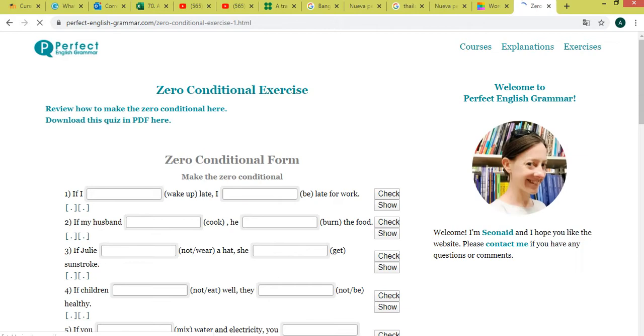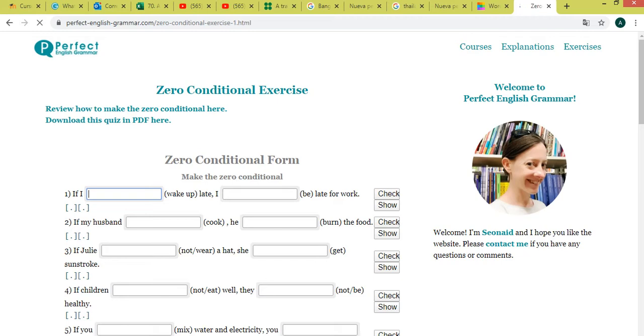Example, good. Zero conditional. If, okay, if. So this is the condition. So if I, and the verb is wake up. I have to take into account the verb, because for example, in the second exercise, I say, if my husband cooks, right?